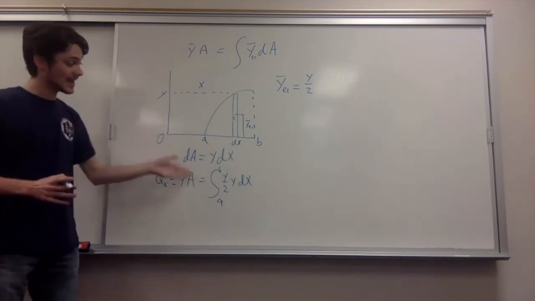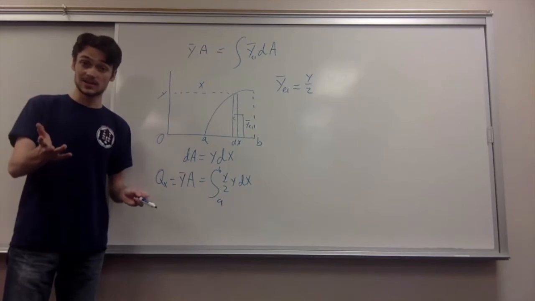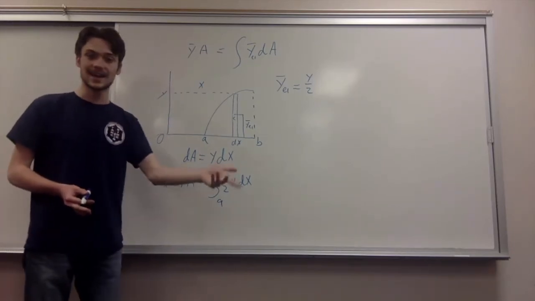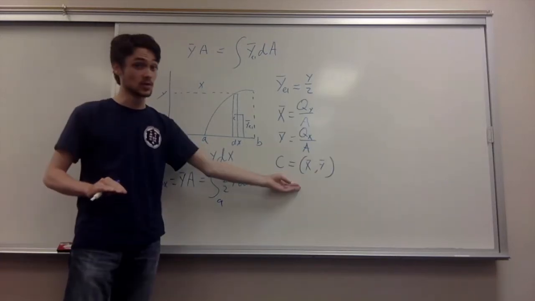If we wanted to find x bar and y bar, the coordinates of the centroid, then we would simply divide the first moment by the area, like so. This would give us the coordinates of the centroid.